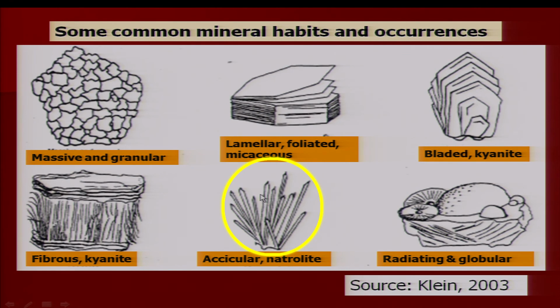This is acicular, just like a needle. You can see the crystals of a mineral, they look like a needle. In this needle, the crystals are developed along only the C axis. The C axis is elongate, but the other two axes, A and B, are compressed here. See here in this diagram we have radiating habit. These are rounded globules, and some of the rounded globules are showing radiating, just like this one, where you can see the radiating habit also.